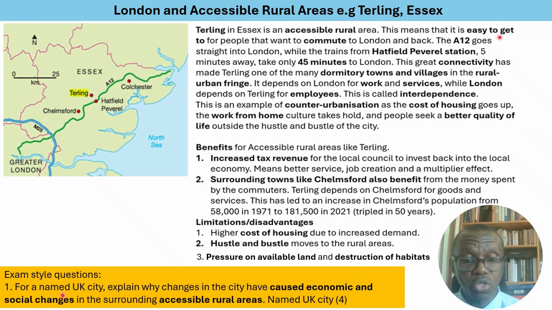changes in London. So if we are talking about the changes that have taken place in London, you could be talking about the cost of housing, which has gone up. And as a result of that high cost of housing, then people have moved to those accessible rural areas like Terling, and they have caused economic and social changes there. Economic changes because they are bringing a positive multiplier effect there with the tax revenue that is generated. And then a social impact could be the fact that the local people are likely to be priced out of the housing market because the housing there is likely to be a lot more expensive.